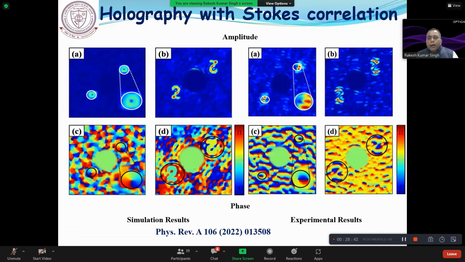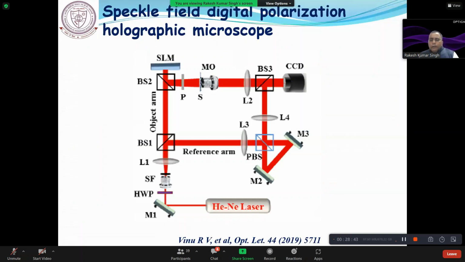Okay. And in another work, we have demonstrated that we can use the speckle to build a high resolution polarization holographic microscope. So rather than illuminating the object with a uniform beam, we illuminated the object with a random light, and then we did the holography.